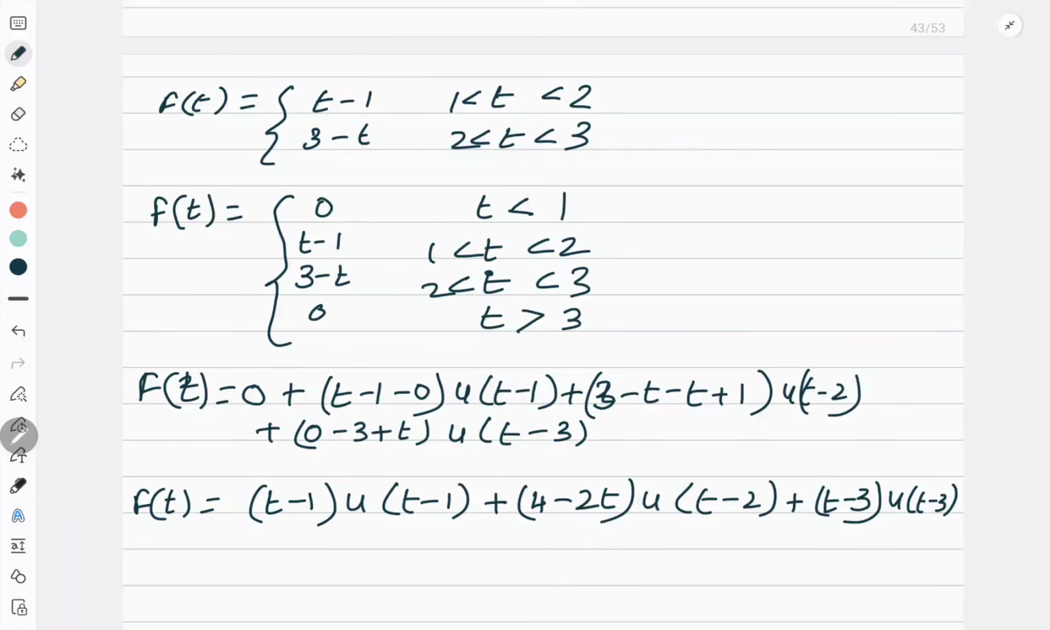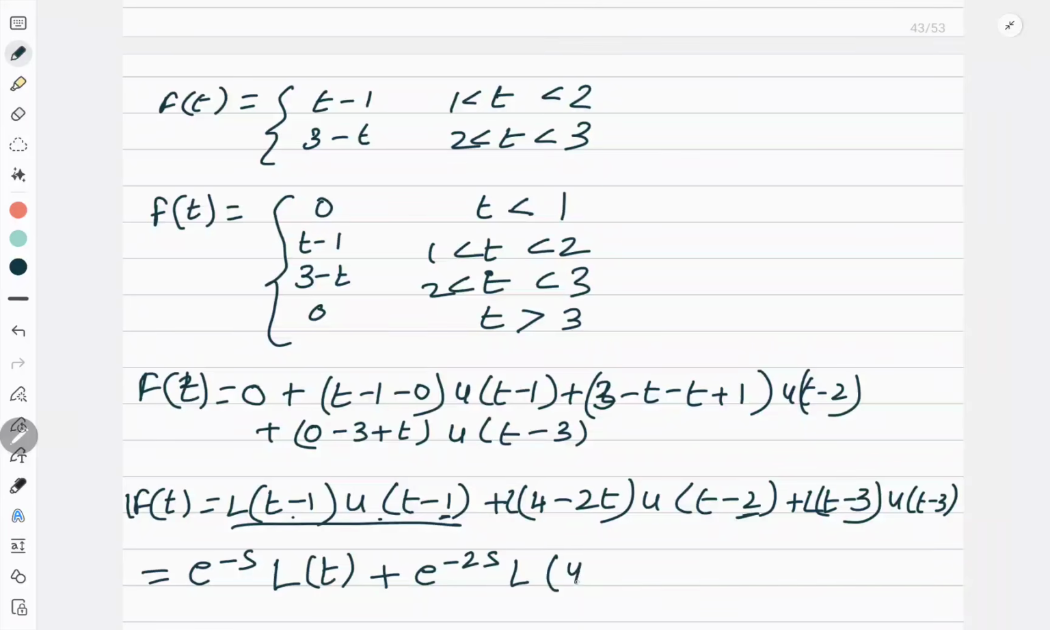Now take Laplace on both the sides. So the first term, this one, is a unit step with a function. So first you put the value of a, which is 1. So e to the power minus s, Laplace of the function, but in place of t, t plus 1. So t plus 1 minus 1 is only t. Okay. Plus. Here a is 2, so e to the power minus 2s, and Laplace of the function, but in place of t, I should write t plus a.